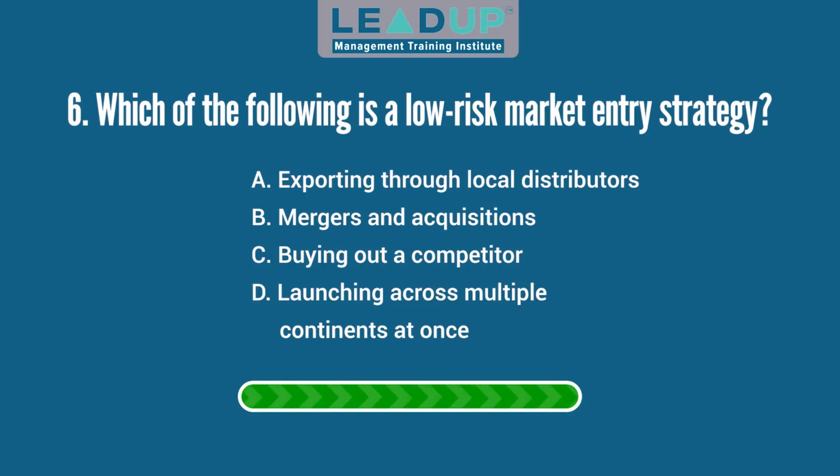Question 6. Which of the following is a low-risk market entry strategy? A. Exporting through local distributors. B. Mergers and acquisitions. C. Buying out a competitor. And D. Launching across multiple continents at once. The answer is exporting through local distributors.